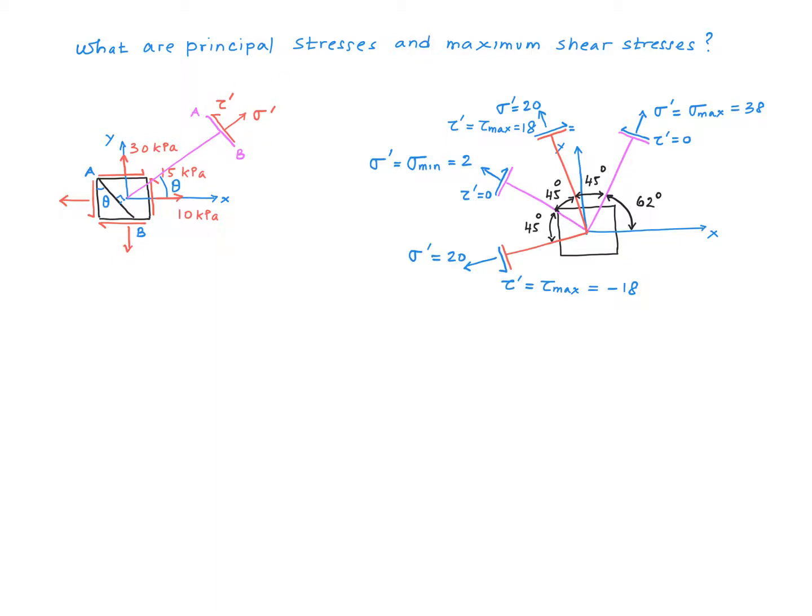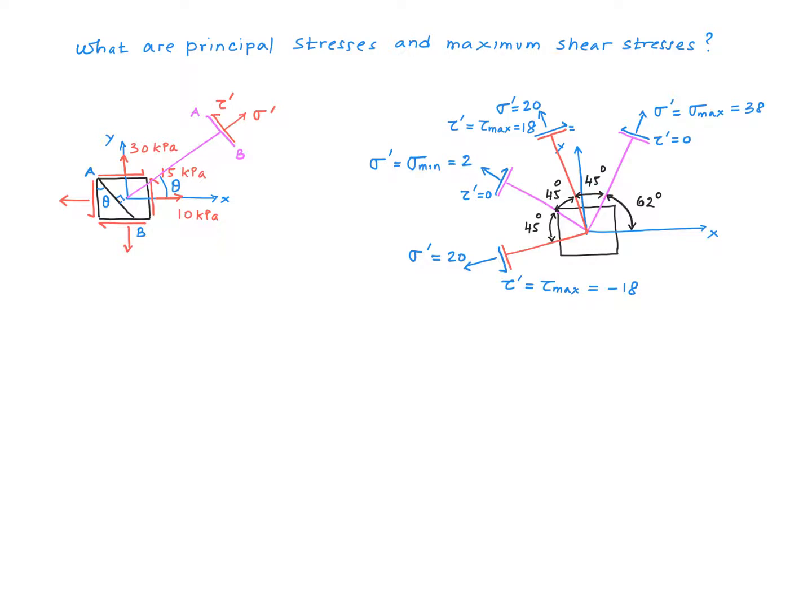Sigma prime and tau prime are the stresses on the x prime plane, which is obtained by rotating the x-axis through an angle of theta in the counterclockwise direction. As I increase theta from 0, when theta becomes equal to 62 degrees, this is what happens. Shear stress becomes equal to 0, and the normal stress on that plane becomes the maximum possible for this point, and in this particular example, that maximum stress is 38 kilopascal.